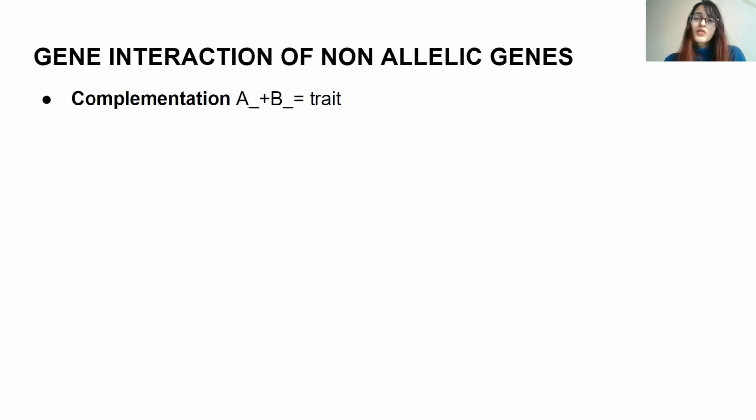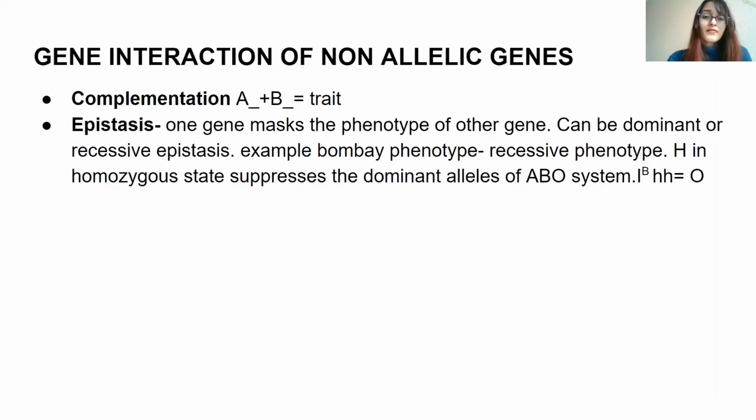So let's also see gene interaction of non-allelic genes, that are alleles that are not for the same gene but for different genes. We have complementation. So two genes can somehow complement each other for the manifestation of a trait, and again we will see an example in the next slide. Next is epistasis, that is one gene can mask the phenotype of another gene, and it can be dominant or it can be recessive, and the best example is the Bombay phenotype.